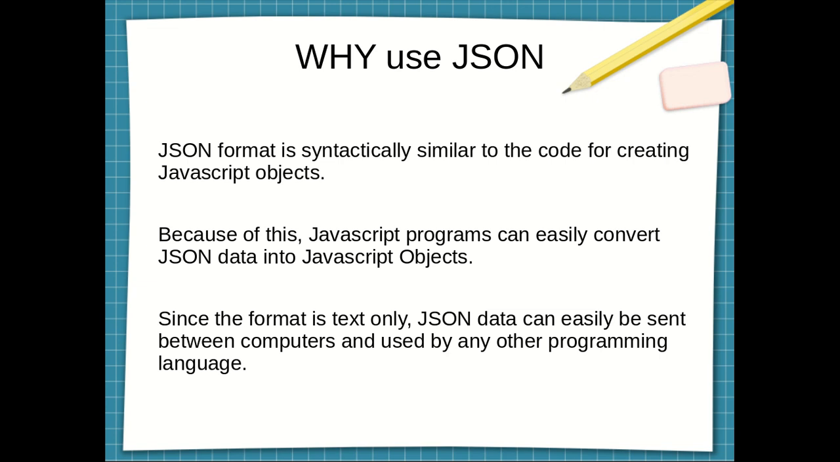Why use JSON? JSON format is syntactically similar to the code for creating JavaScript objects. Because of this, a JavaScript program can easily convert JSON data into JavaScript objects. Since the format is text only, JSON data can easily be sent between computers and used by any other programming language, like any backend language such as PHP, Python or ASP.NET.